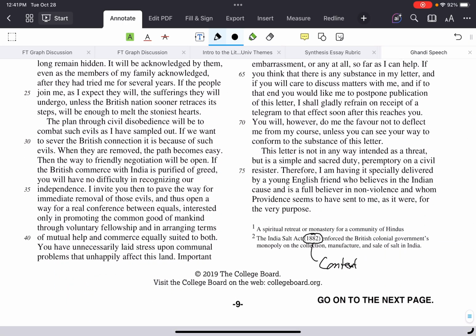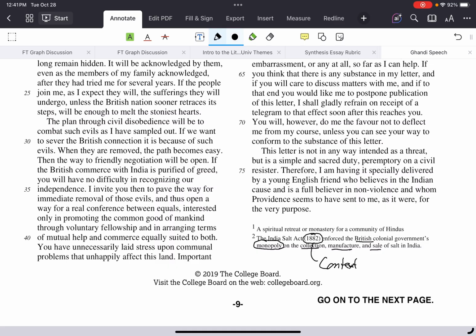If you read number 2, the India Salt Act, 1882, enforced the British colonial government's monopoly on the collection, manufacture, and sale of salt in India. So just as an aside, what this means is that the Indian people were probably getting screwed. I'm sure that massive limits were placed upon them by Britain to collect, manufacture, or sell salt. I mean, they might not have even let the Indian citizens do that themselves.